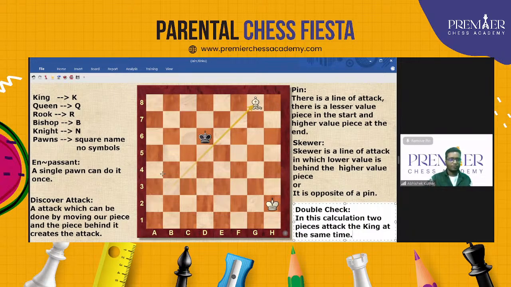So let's remove a few things from here. Let's remove the pointer for the impatient. A single pawn can do it once. I'm removing it now. Okay.